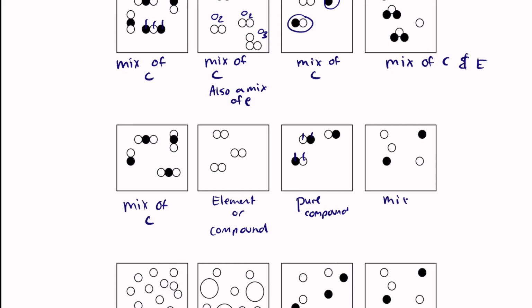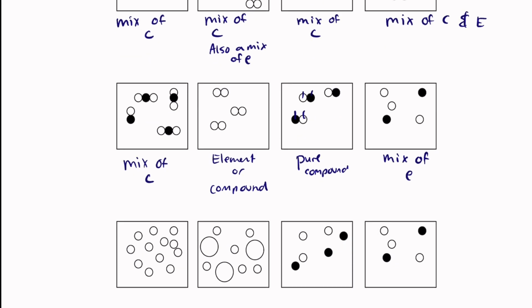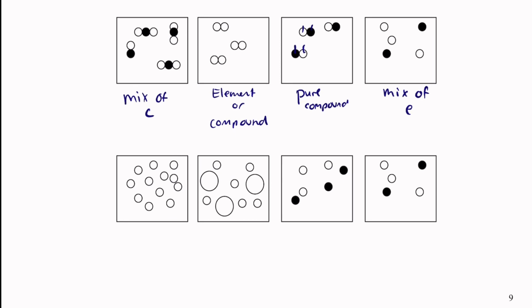This is a mix of elements. This one is just a pure element. This is a mix of elements. They're different sizes, so we can assume that they're different elements. This is going to be a mix of elements as well. And then this, oh, I put electron up. And then this is going to be a mix of elements.